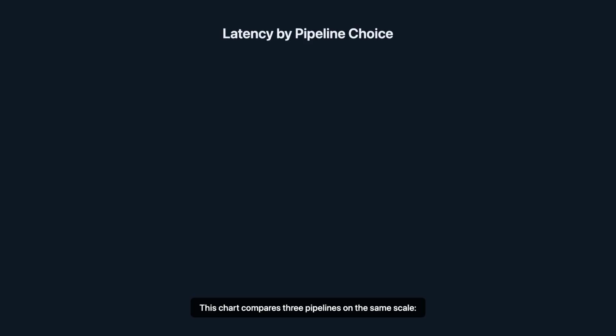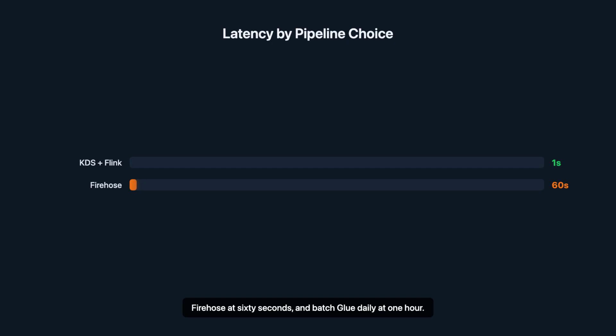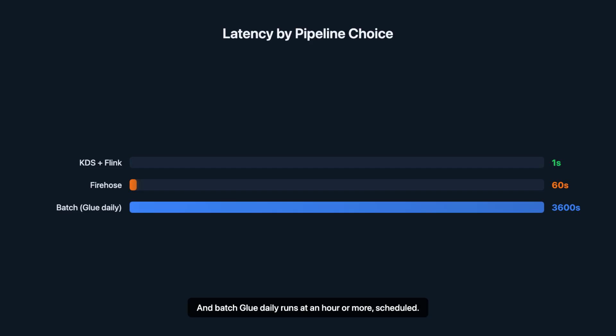This chart compares 3 pipelines on the same scale: Kinesis Data Streams plus Flink at about 1 second, Firehose at 60 seconds, and batch Glue daily at 1 hour. Kinesis Data Streams plus Flink lands you at roughly 1 second end-to-end. Firehose has a hard floor at 60 seconds when S3 is the destination, because that's the minimum buffer interval for the S3 delivery path. And batch Glue daily runs at an hour or more, scheduled. When you read a scenario, find the latency requirement first and you've already eliminated 2 out of 3 pipelines.